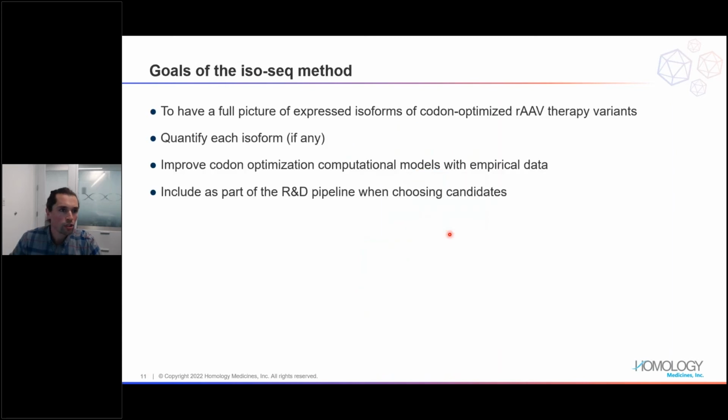All right. So our goals in terms of the in-house Iso-Seq method were to have a full picture of the expressed isoforms of our codon-optimized recombinant AAV therapy variants, to quantify each isoform if we did see any, to improve codon optimization computational models with some empirical data, and to include this as a part of our R&D pipeline when we're choosing candidates to go forward with.